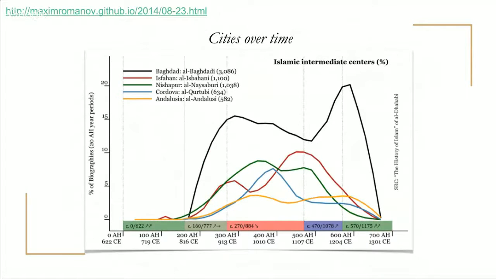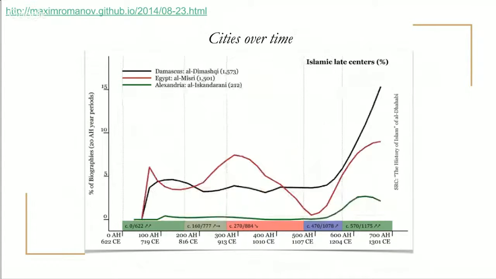we have graphs of intermediate centers, those that are prominent in the middle of the period that the source covers, and you can see how prominent Baghdad is here, the black line. But not everything is good in Baghdad over the period. The falling part of the graph shows what happens to Baghdad right before and after the Mongol invasion, after which it never recovers. In a similar way, you can see other Iranian cities, Isfahan and Nishapur, have the same fate according to this source, and also Cordova, a capital of Muslim Spain, and Andalusia itself in general, also prominent in the middle of the period, but then disappearing.